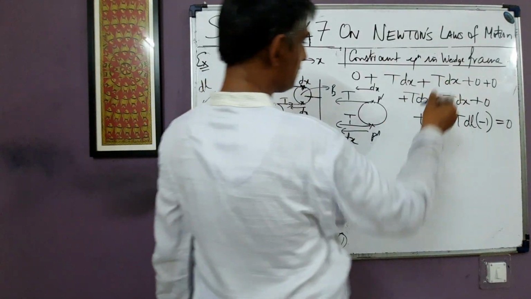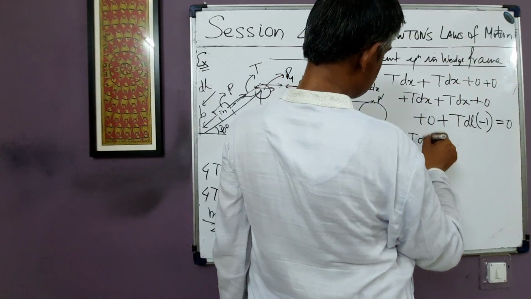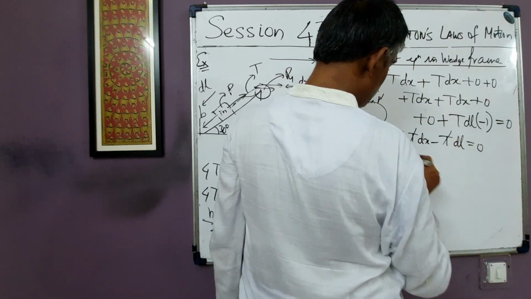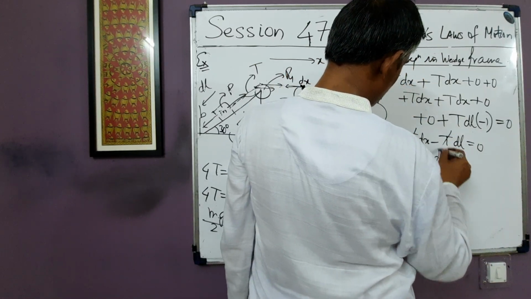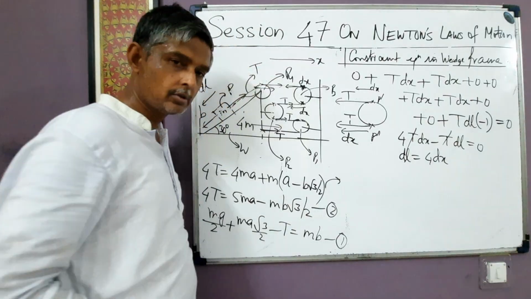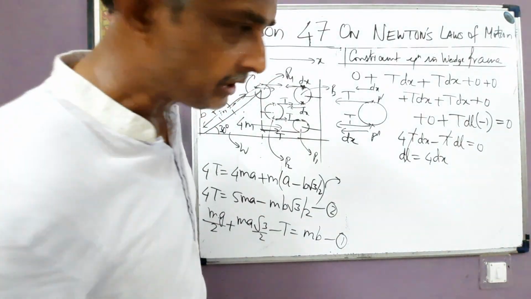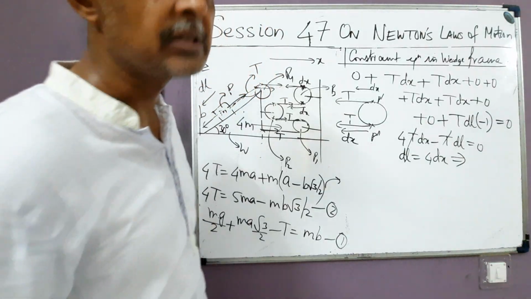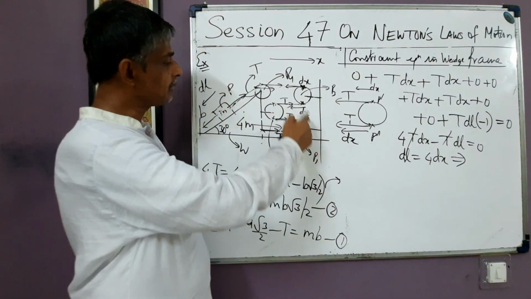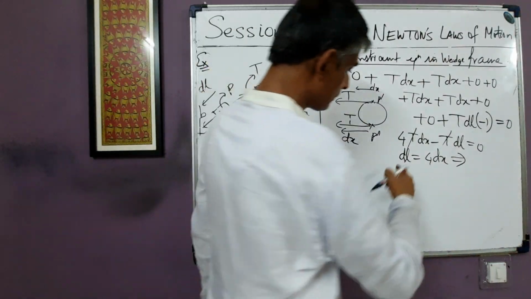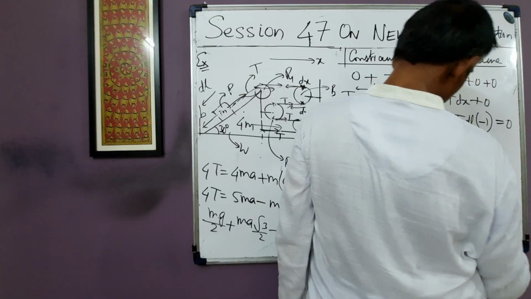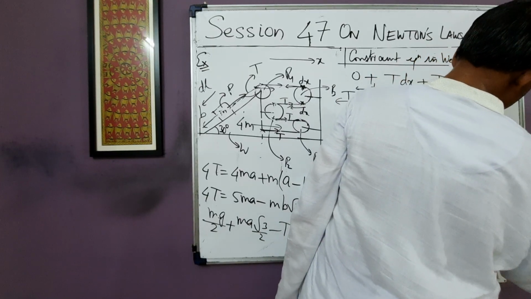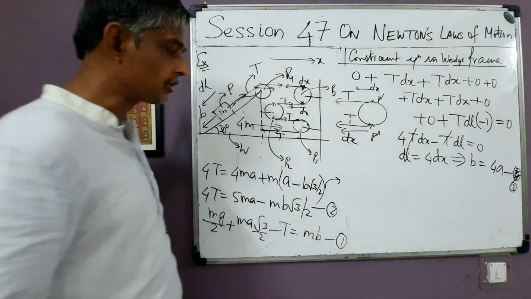So now what do you see? We get 4T dx minus T dl is 0. Now T cancels out. So dl becomes how much? 4 dx. Now we replace the corresponding displacements by corresponding accelerations. They will have the same format, because there are no variable angles in the problem. So we replace dl by b, and we replace dx by a. So b equals 4a. So again by the second method also we obtain the same constraint relation.